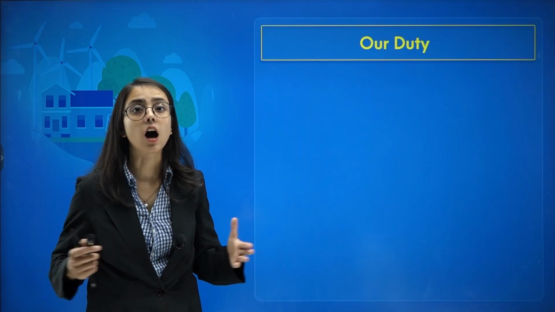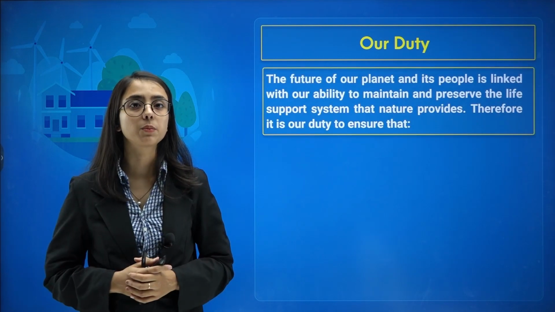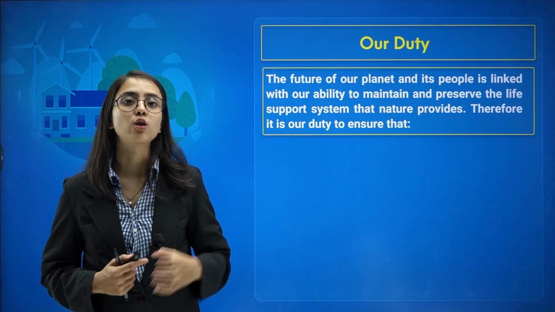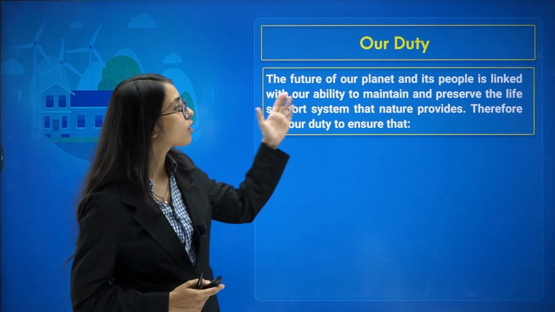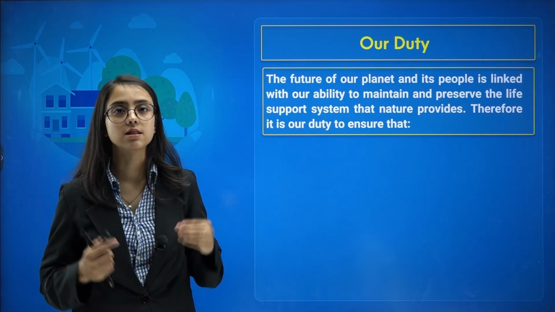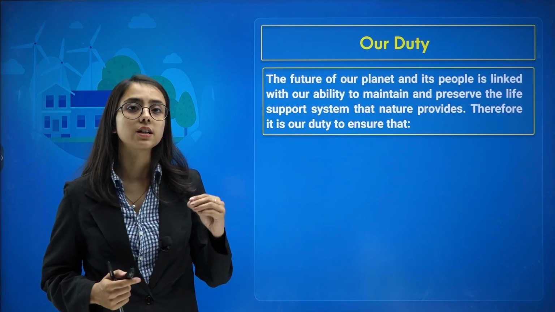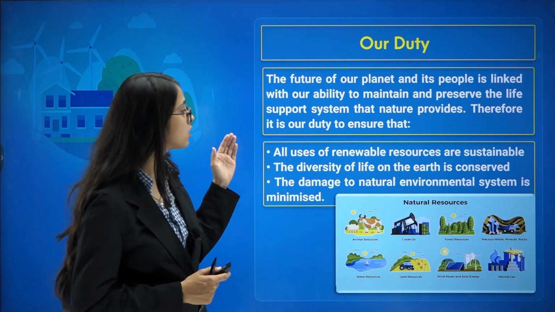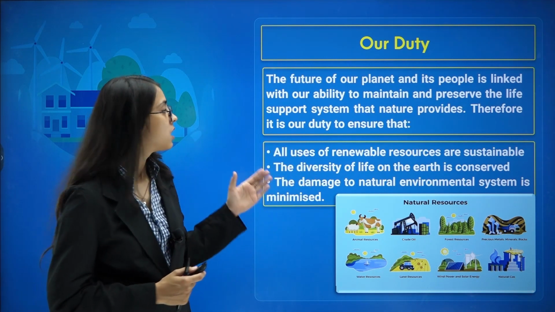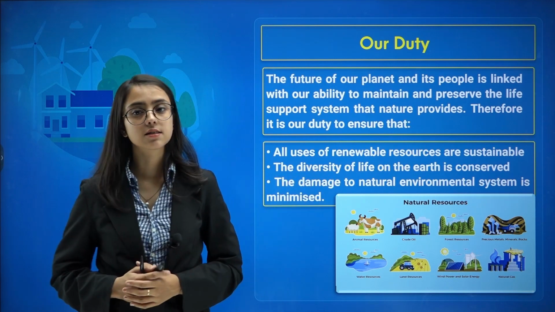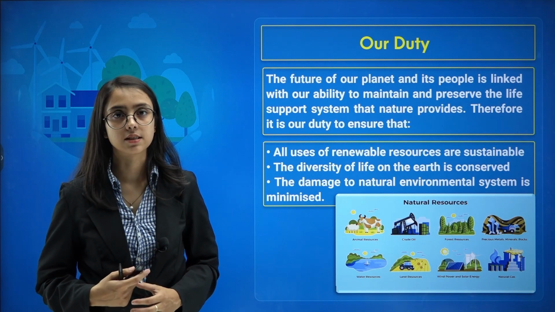Now, what is our duty? What role do we play? Of course, one role that we play is to ensure that we follow the 3 R's strategy in our day-to-day lives. The future of our planet and its people depends directly on us, the present generation. Therefore, it is our duty to ensure that we use all the renewable sources in a sustainable way, that the diversity of life on Earth is conserved and the damage to natural environment systems is minimized.